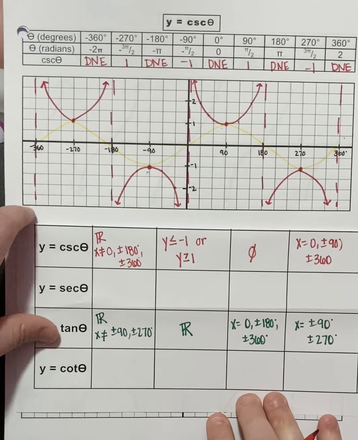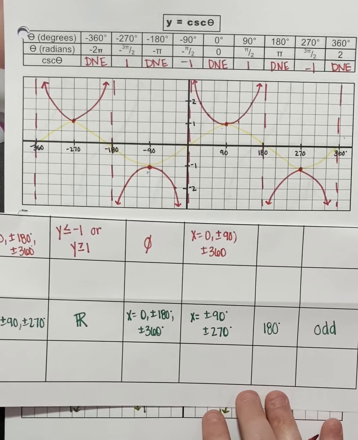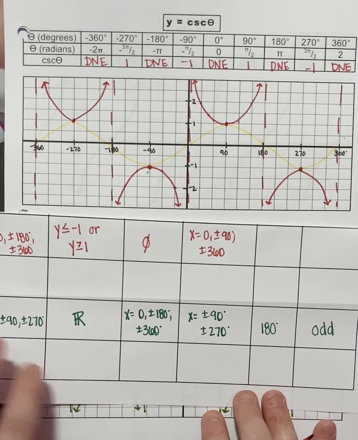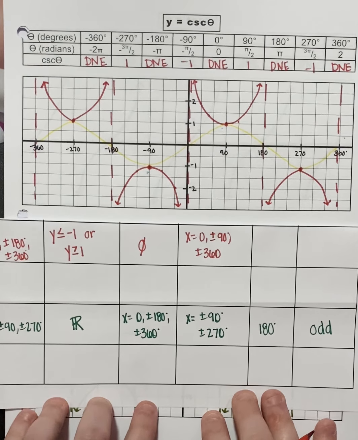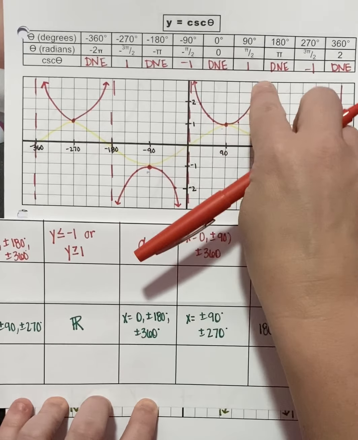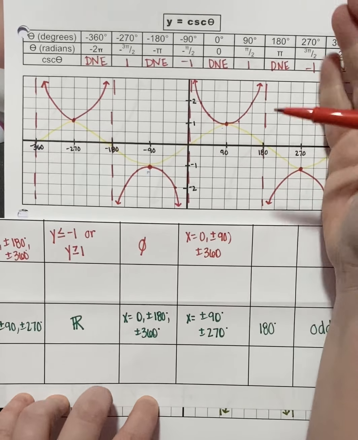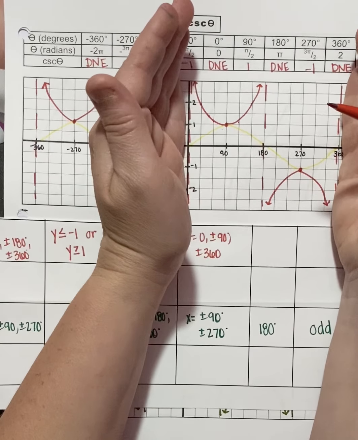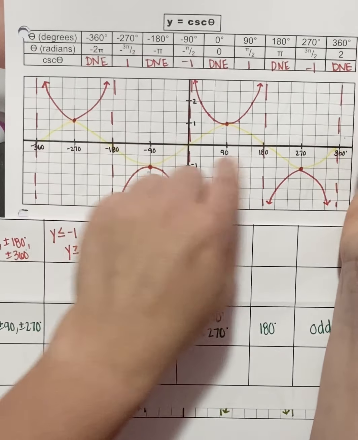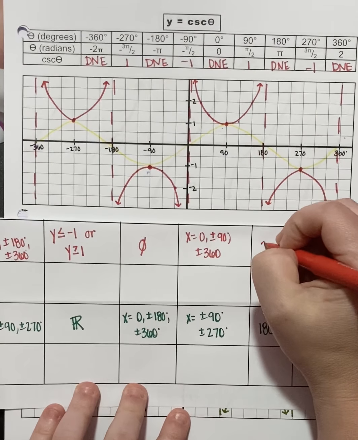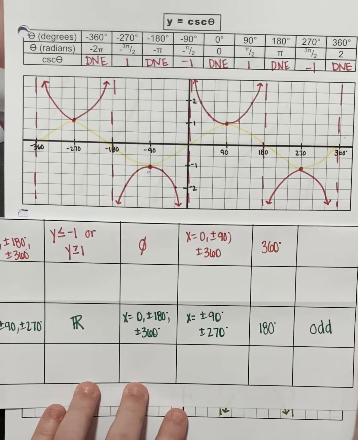All right, next thing we're going to talk about, I'm going to scoot this over, is the period, and if this thing's even, odd, or neither. All right, the period for this function, very similar to sine. We need a parabola that opens up and a parabola that opens down. So from here to here is one rotation for this cosecant function. So that's from 0 to 360. So the period for cosecant is 360 degrees.